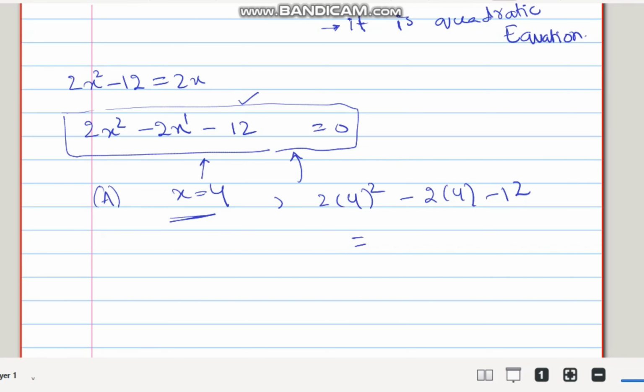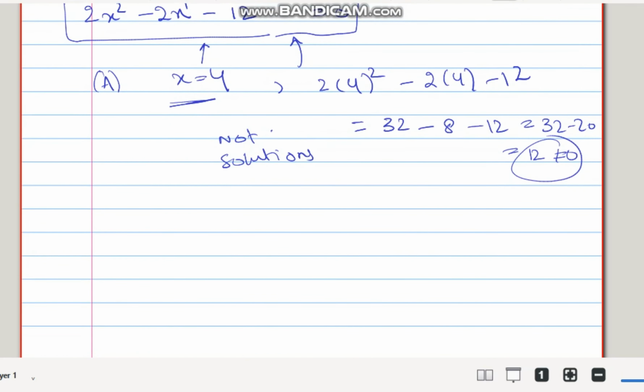Okay, so how can we check this? This will give 2 into 16, which is 32, minus 8, and minus 12. So this is basically 32 minus 20, which is equal to 12, which is not equal to 0. So this is not the solution, because it does not give us 0. Not a solution. Let me write it here.